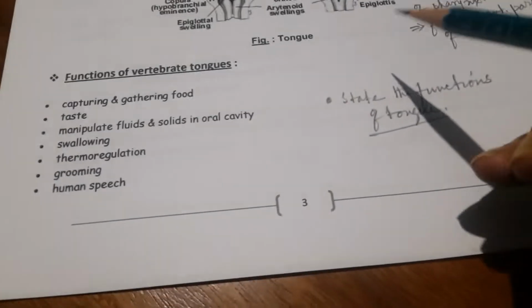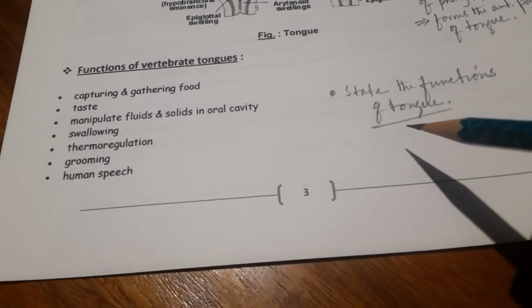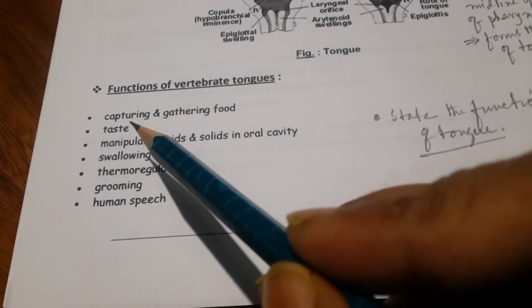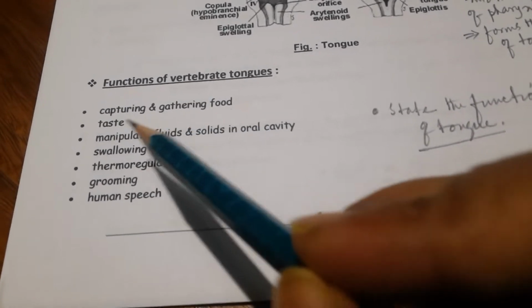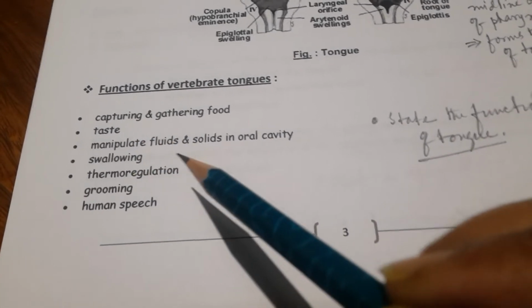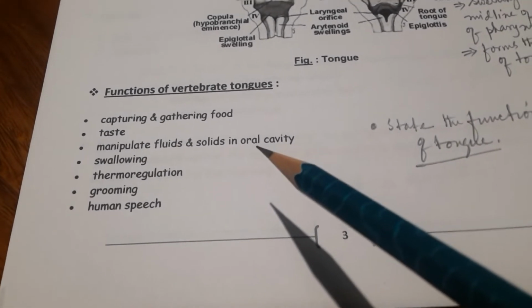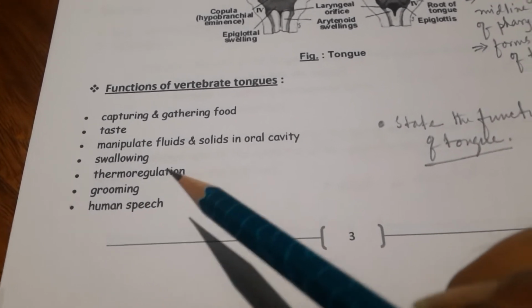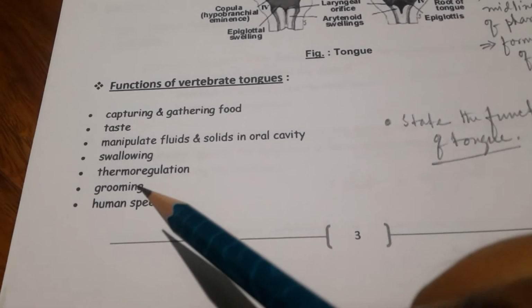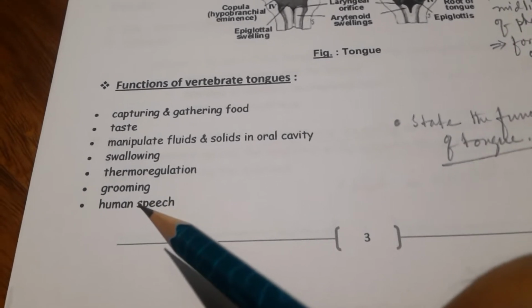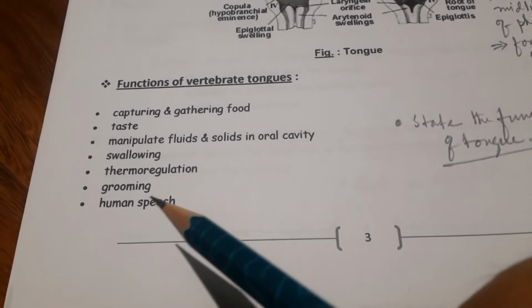This part is also important, that is the functions of tongue. These are the main functions: capturing and gathering food, tasting, manipulating fluids and solids in the oral cavity, swallowing the food, thermoregulation, grooming, that is cleaning and brushing of the food present in the oral cavity, and also it helps in human speech.